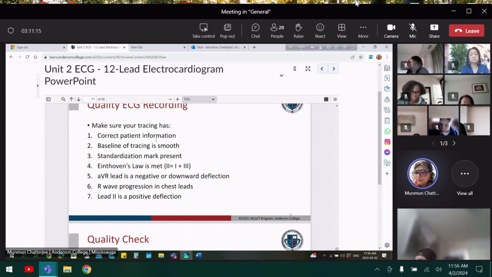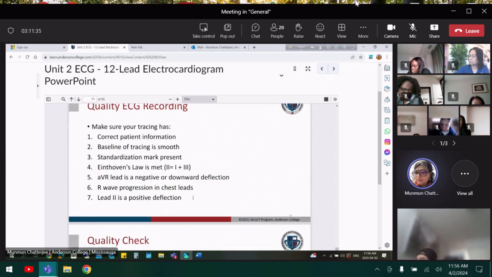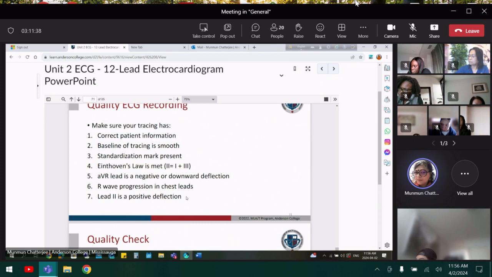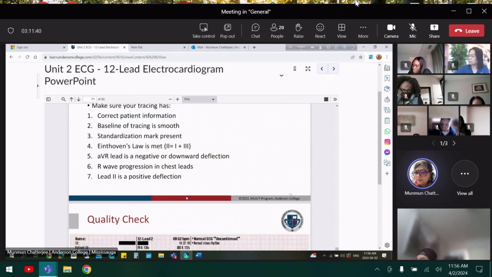Lead II is going to give you the positive. These 7 points you have to remember, this question is going to come. They are going to give you 10 or 11 points, and they are going to ask you to mark 7 points which you need to check for a quality ECG recording. Slide number 71. I'm telling you, you have to remember all those facts.